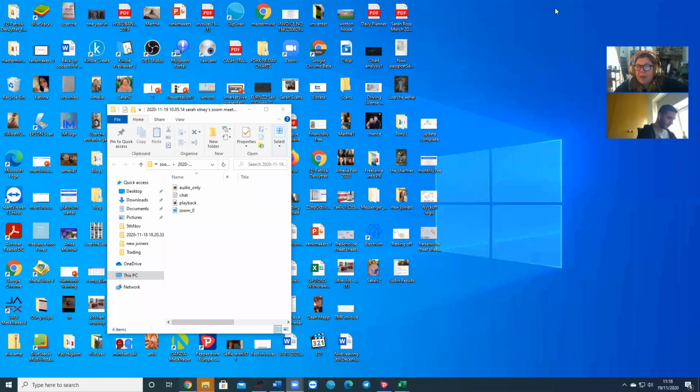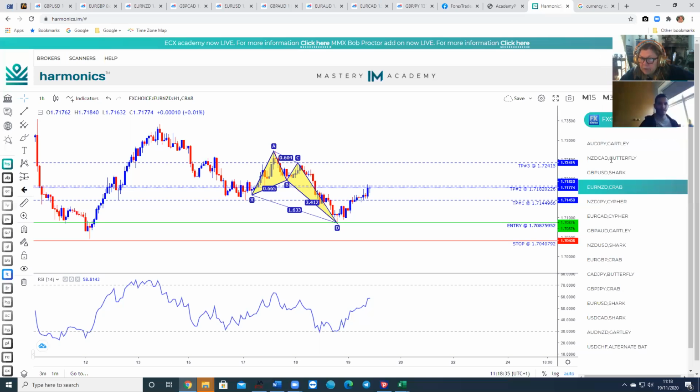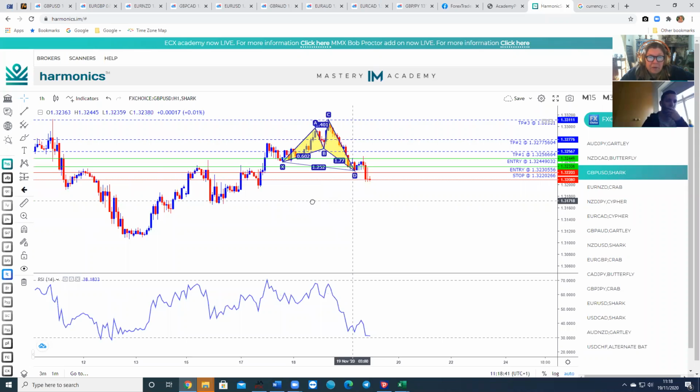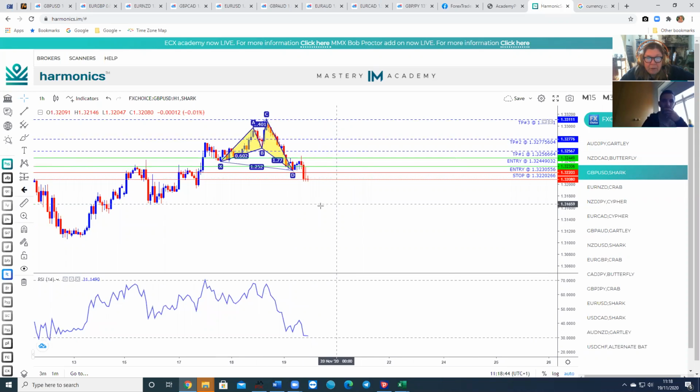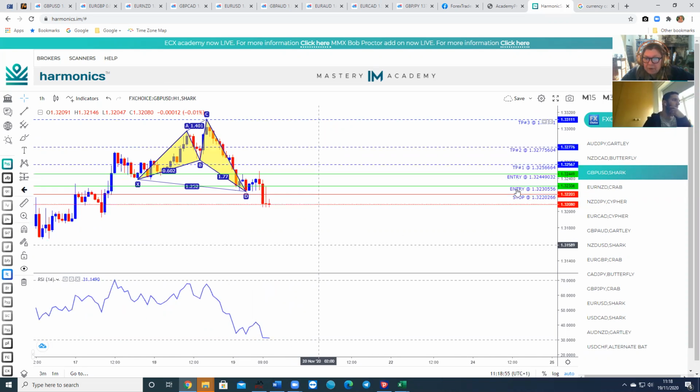Share screen and come over to the scanner. Let's see if we can find one. GBP USD on the H1 time frame. Well, first of all, we can actually see this has failed. Well, not failed. The D points on sharks can move, which is why we have a different criteria.